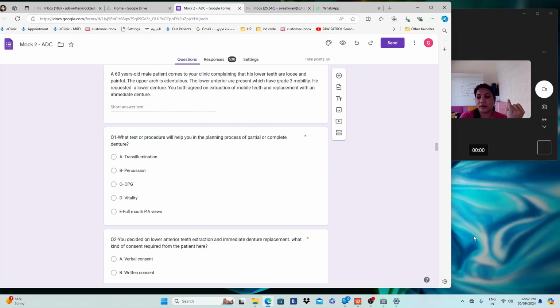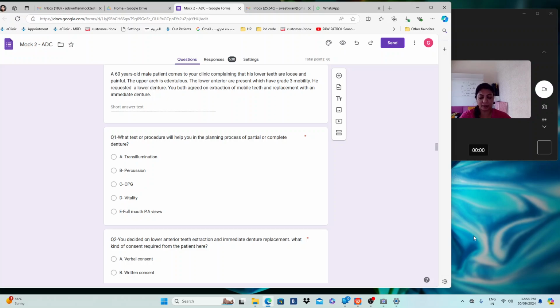Transillumination, I'm not interested because no caries is there. If I can see caries, then only I'll do that test, because I'm planning for the removable partial denture. If I'm planning for some other procedure, probably transillumination comes. But for this particular case, OPG becomes the most important answer. Percussion can be.